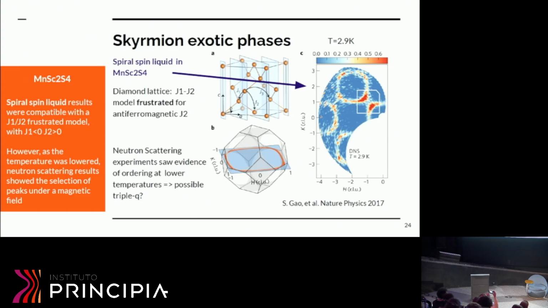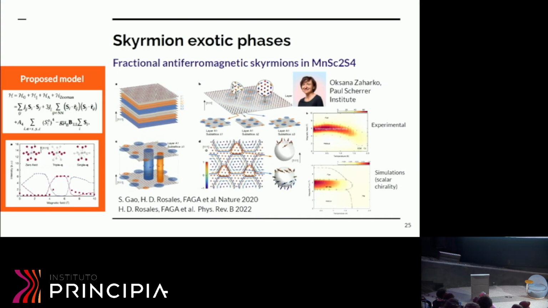The thing was that they could lower the temperature, and when they lowered the temperature, they saw some selection of peaks. So that means that you have these J1, J2 models, but then you have to have additional interactions that will be smaller, and they kick in when you lower the temperature. And that is actually where we came in La Plata.